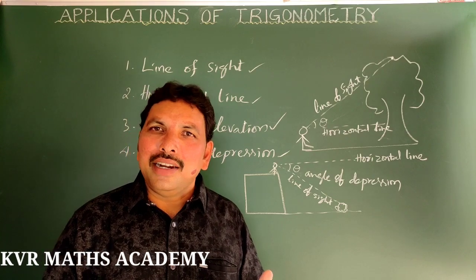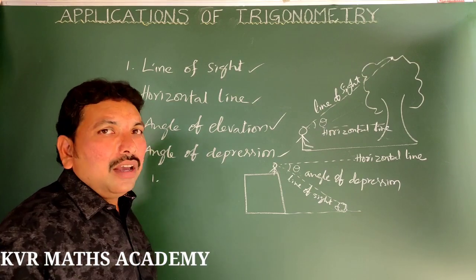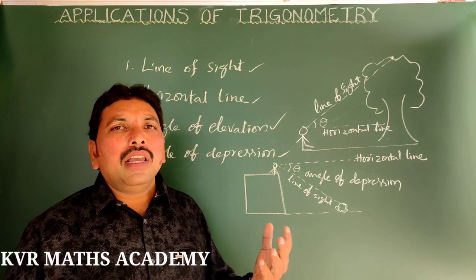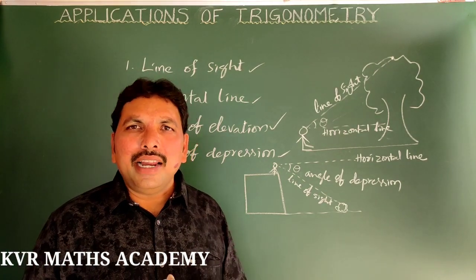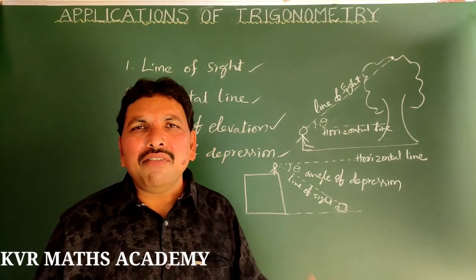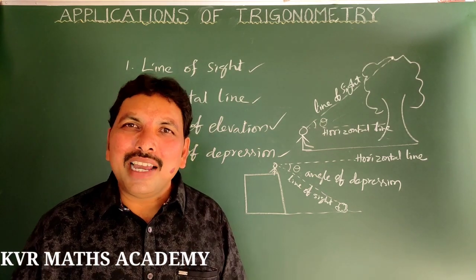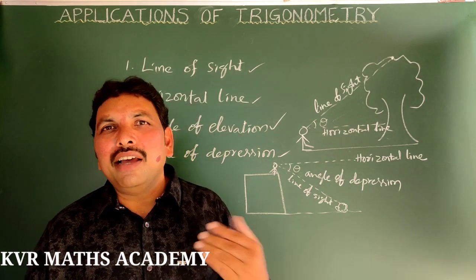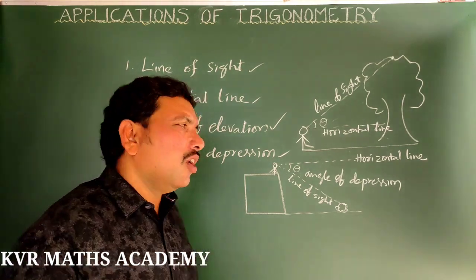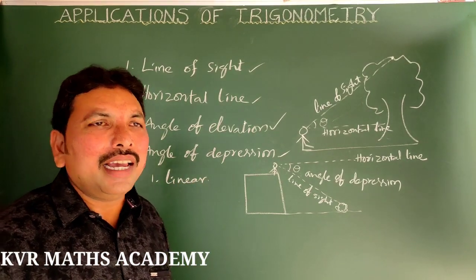Let us see. What are those? First one: in the given sum, all the objects like a tower, poles, trees, buildings, ships, mountains, everything shall be considered as linear for mathematical convenience. Whatever object is given, we should take it as linear for mathematical convenience. So first one, remember linear.